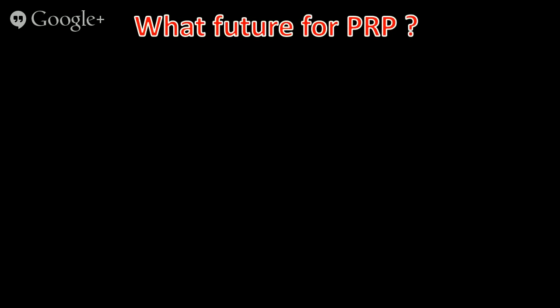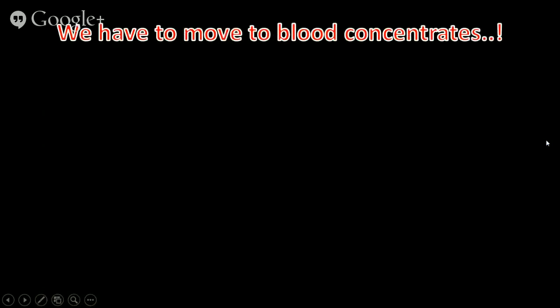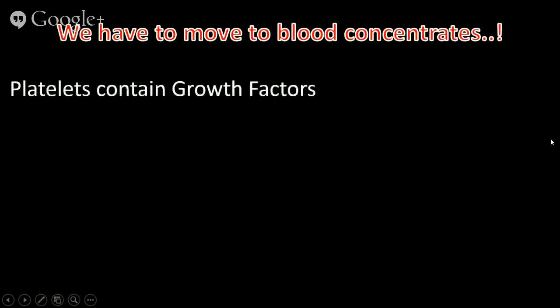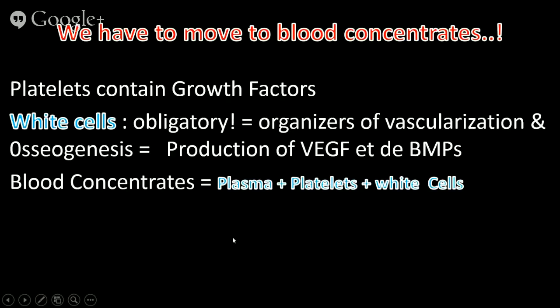What is the future today for the PRP? Yes, sometimes we need to make injection. We have several products, and all the products are different because they are using different protocol and different enrichments. The question is, do we need only platelets? For sure not. We have to move to blood concentrate, because the platelets contain two growth factors, but we need white cells, because the white cells, they organize the vascularization and the osteogenesis. And the concept of a blood concentrate is the use of the plasma, the platelets, and the white cells. We don't need red cells. We need only the whole blood without red cells.